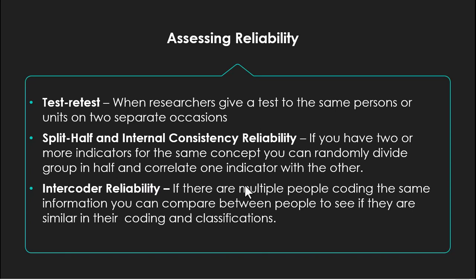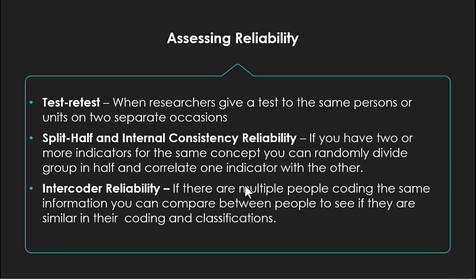Lastly, we have intercoder reliability. We only do this if we have multiple people who are coding or categorizing the same information. And you can compare between people to see if they are similar in their coding and classifications. An example of this is when I was teaching at UC Irvine, we would typically have 400 students in the class. And as a teaching assistant, it was my responsibility to grade about 100 of those students, along with 3 or 4 other teaching assistants.